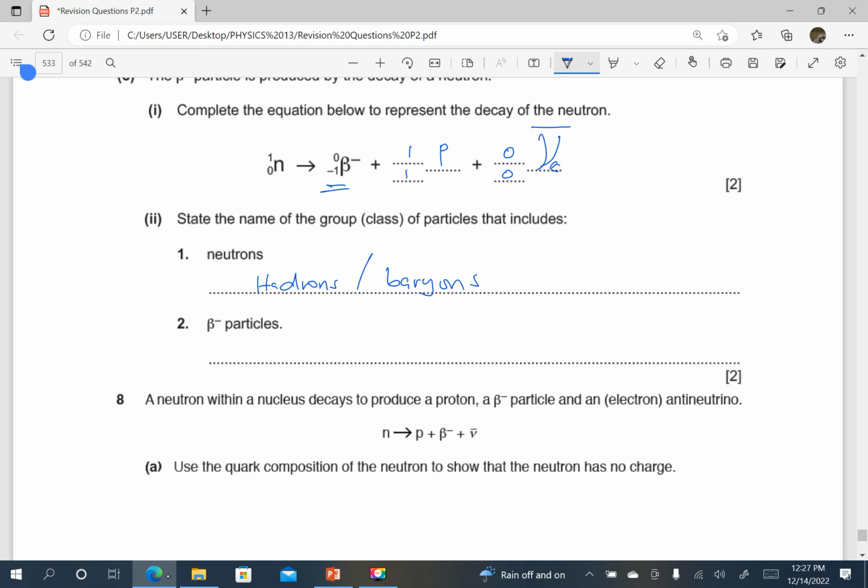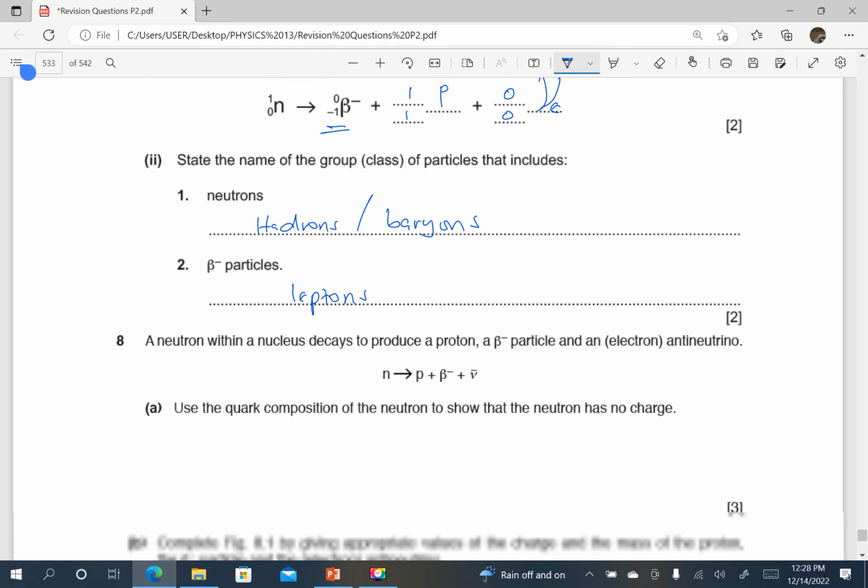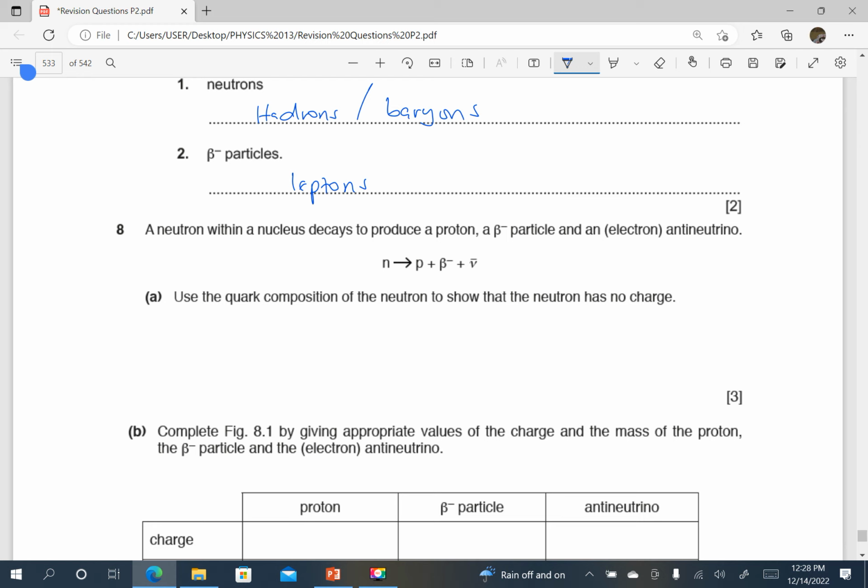Beta minus, these are automatically leptons. They have no quarks. They are fundamental particles. A neutron with a nucleus decays to produce a proton, a beta minus particle, and an electron antineutrino. So they have shown us here.